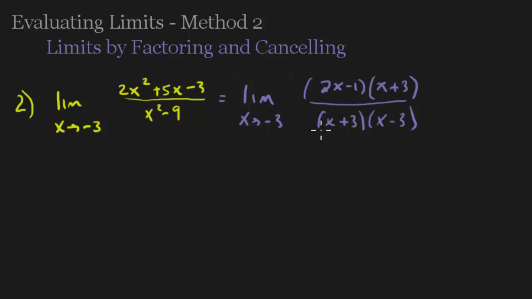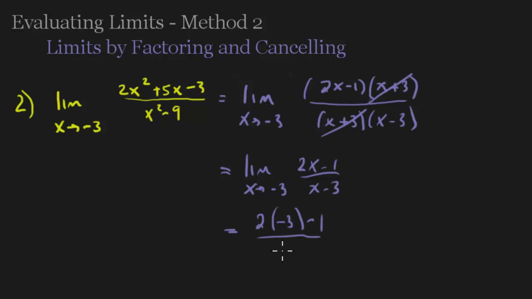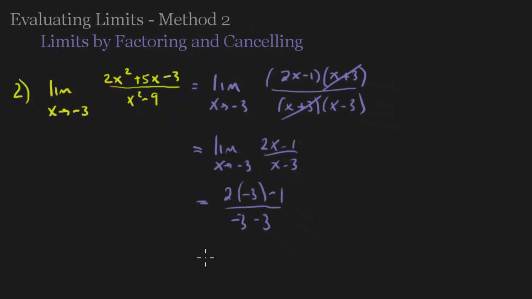Well, then our hope is that we would get an x plus 3 out from the top, because again, we're getting 0. Notice that those two will divide out, and that will leave us with 2x minus 1 over x minus 3. So now let's see what happens when we plug in negative 3. We're going to get 2 times negative 3 minus 1 over negative 3 minus 3. That's negative 6 minus 1, that's negative 7. Now on the bottom, we get negative 6. So our answer is 7/6.